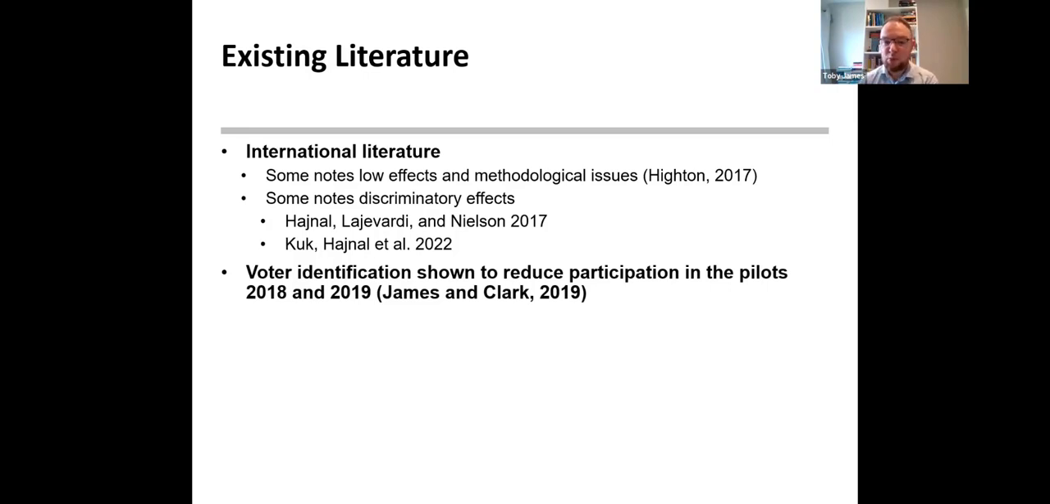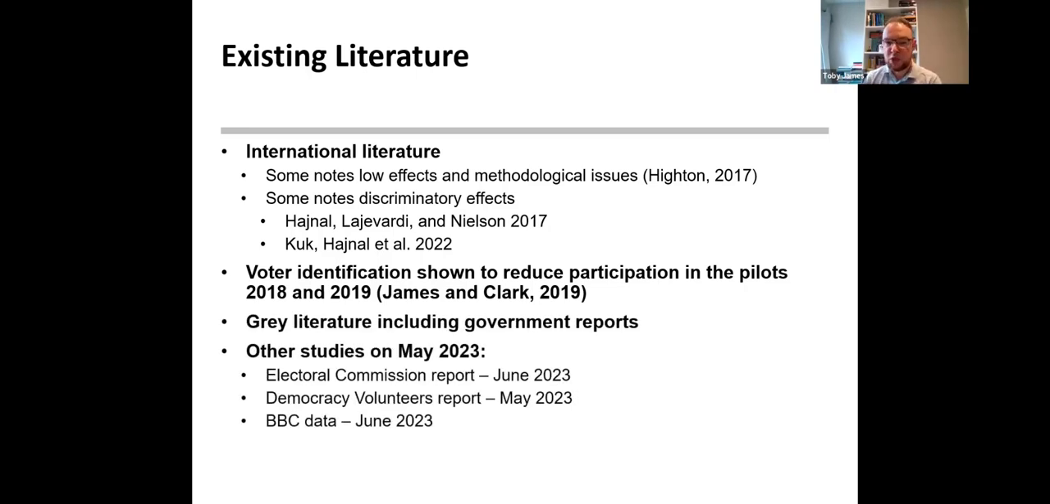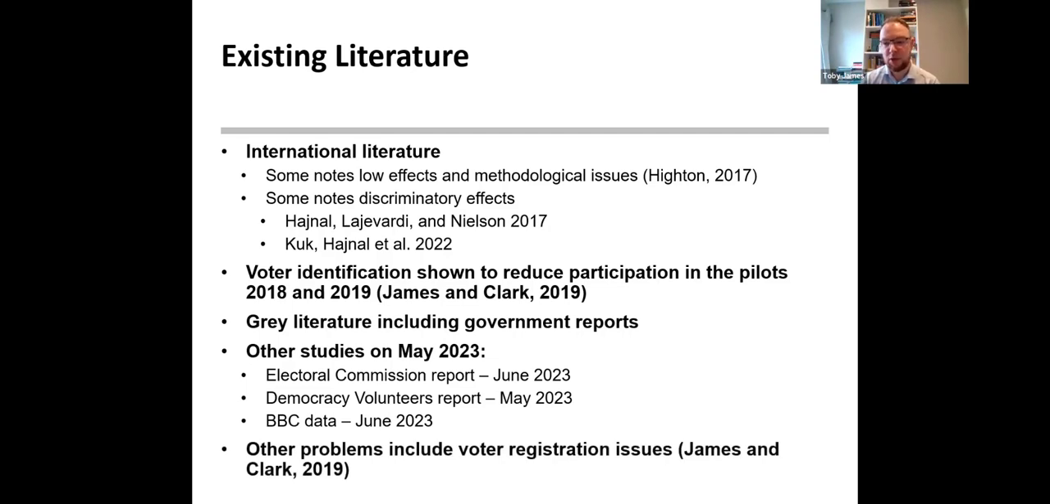We know already, though, from the pilots that some people do not vote because of the voter identification requirements. And there's been two parts to that. One is difficulty of accessing the ID. The other is out of principle, people deciding not to provide the forms of identification. So this isn't new. There's also a range of other studies, and I'm not going to repeat these because colleagues will present those themselves here, but it's still pretty fresh in terms of what the evidence is in terms of voter ID.